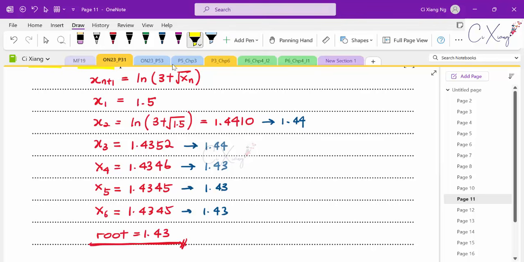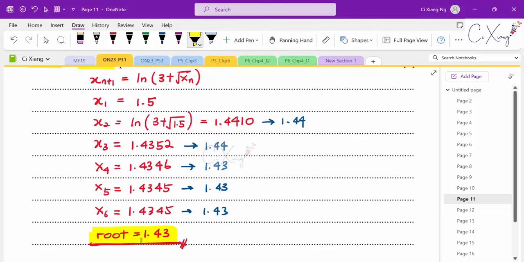Alright, so that's the reason why I usually repeat a few more iterations, just to avoid a situation like this. For this question, originally if you had x2 and x3, the 2 decimal places are 1.44 and 1.44. But when you key in another iteration, you realize that it becomes 1.43. So to avoid this situation, personally I will key in more iterations. Usually I look for 3 repeated 2 decimal answers, then only I conclude and stop. That will be my root. Okay, all right. So this is how we solve question number 8.